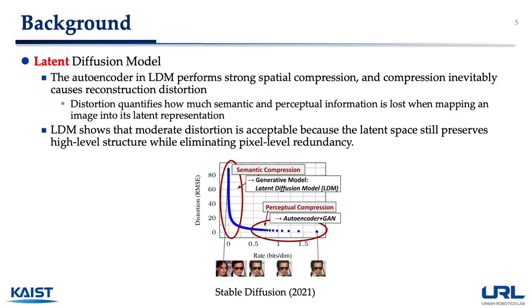And in latent diffusion, the autoencoder is deliberately trained to compress the image very aggressively. For example, Stable Diffusion reduces each spatial dimension by a factor of 8, and this level of compression inevitably introduces reconstruction distortion, meaning the decoded image is not perfectly identical to the input. And as we push compression further, these distortions grow rapidly. So even though latent diffusion reduces computation by working in a compressed latent space, the autoencoder itself becomes a limiting factor, because pushing compression beyond F8 quickly breaks reconstruction quality.